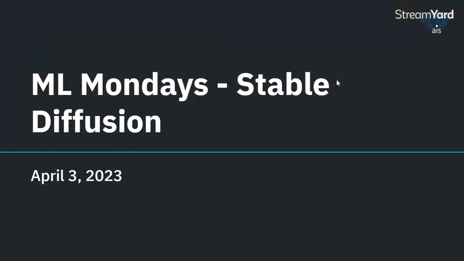I guess we can get started. So, hi, this is ML Mondays. For anyone who hasn't been on one of these before, my name is Ryan, and I basically go over a bunch of different ML topics in a relatively quick way for people to get introduced to the topic. This is going to be our last one, at least for this semester, and we're going to be talking about something known as stable diffusion.